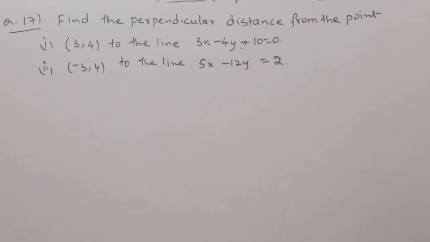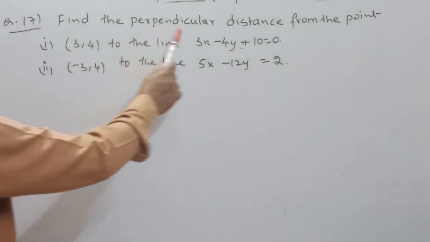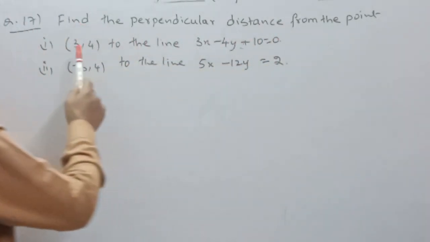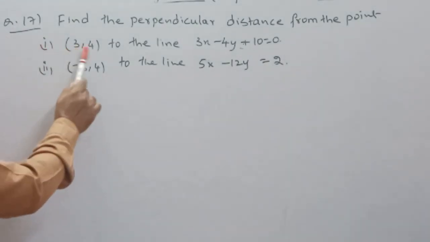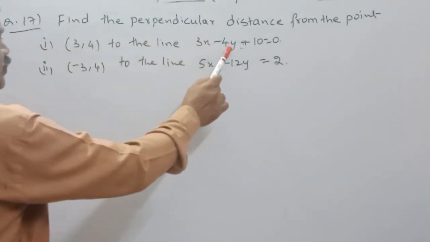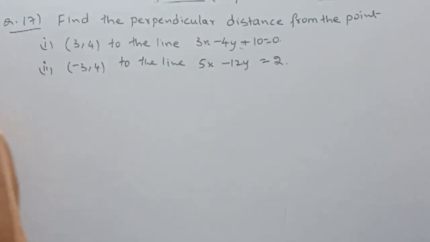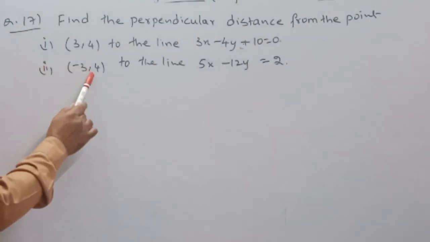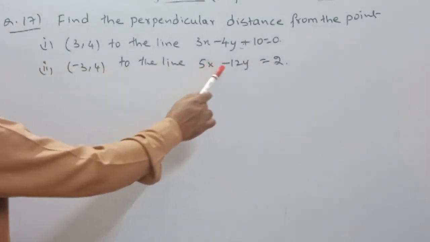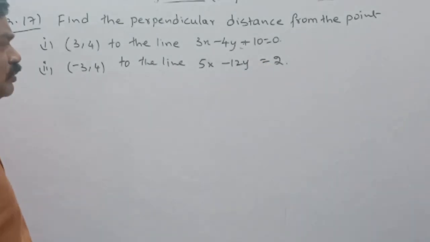Here, question number 7. One more problem from straight lines IPE. Very short answer question. Find the perpendicular distance from the point: first one, (3, 4) to the line 3x minus 4y plus 10 equals 0. Second one, (minus 3, 4) to the line 5x minus 12y equals 2.